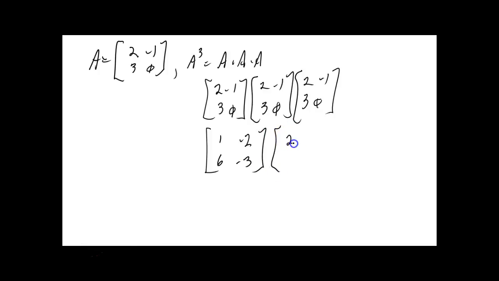Then multiply that by 2 minus 1, 3, 0, and you get a 2 by 2 matrix. That would be 2 minus 6, which would be negative 4. And then 12 minus 9, which is 3. And then negative 1. And then negative 6. Yeah, okay. All right.